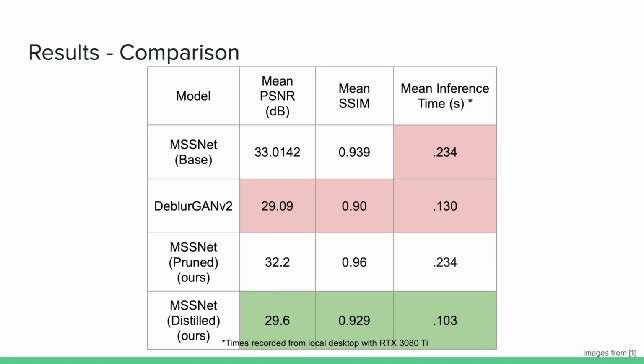Here you can see our final results. We achieved a 2.3x reduction in inference latency with a 10% decrease in PSNR and 1% in SSIM from the original MSSNet. Our PSNR and SSIM were higher than DeblurGAN v2 with a 21% reduction in inference time, achieving both our goals of maintaining the performance of MSSNet and beating the inference times of DeblurGAN v2. We observed a significant drop in performance after pruning and then a smaller drop again after distillation, indicating pruning to be the main source of error.